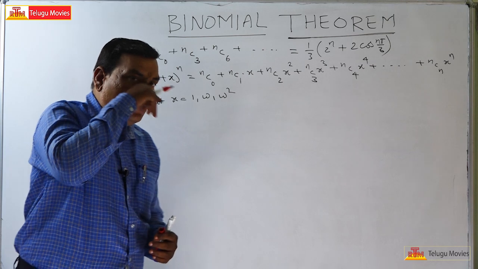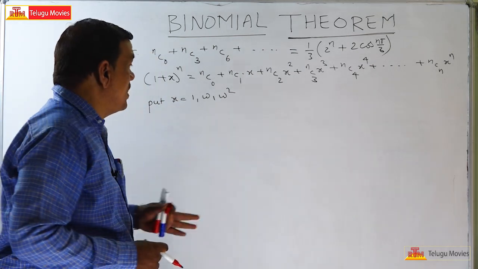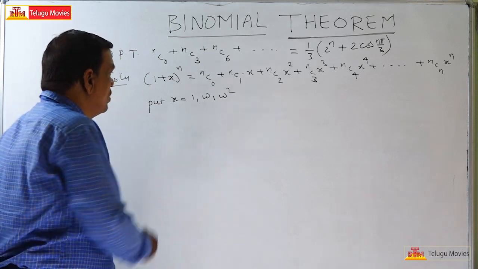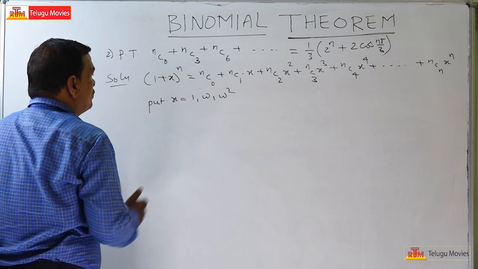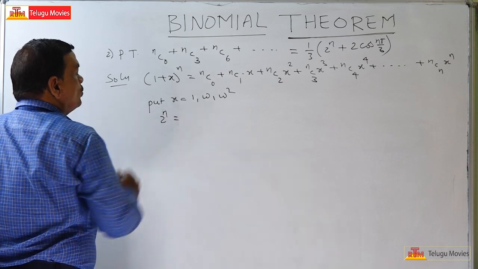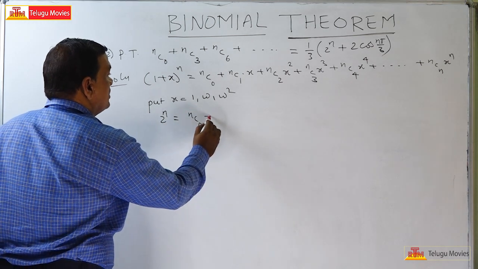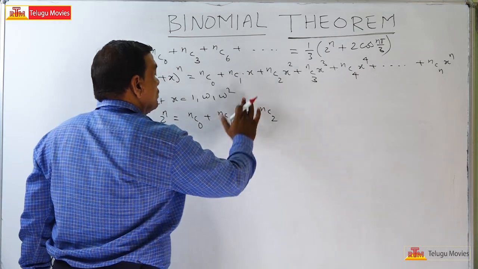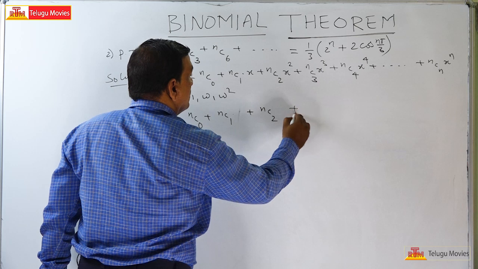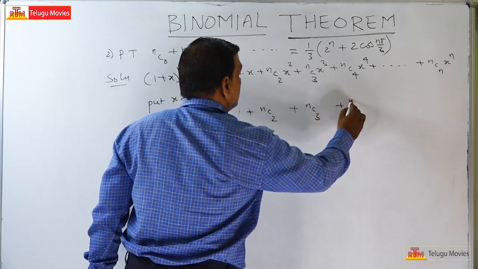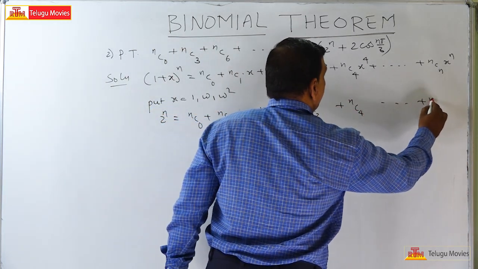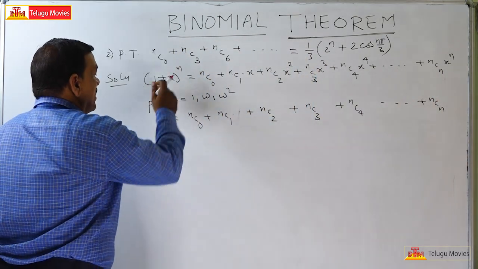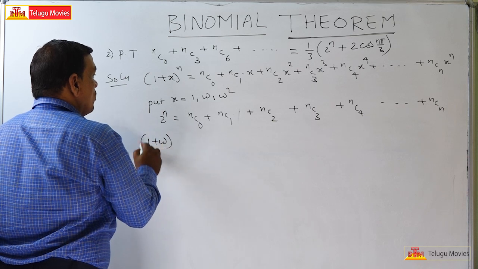You know that in our complex numbers we explained what 1, omega, omega square are. They are the cube roots of unity. Now, first substitute 1. If you substitute 1, this is equal to 2 to the power of n. So, this is nC0, nC1 into 1, nC2 into 1 square, plus nC3 plus nC4, and so on, nCn.